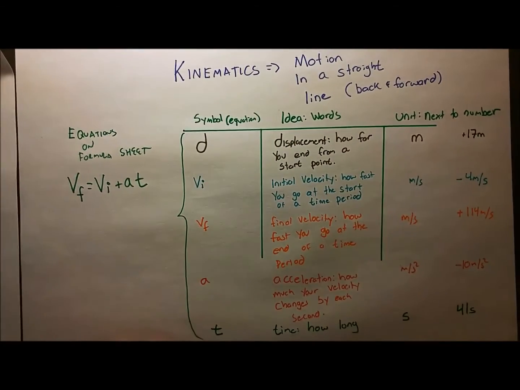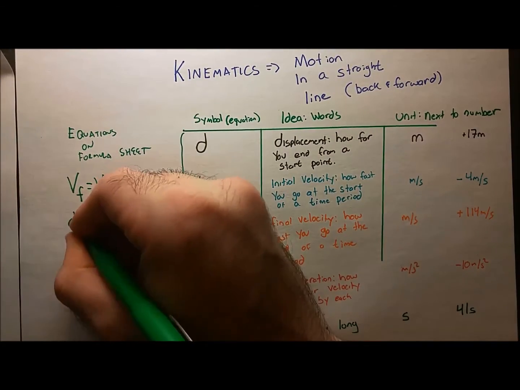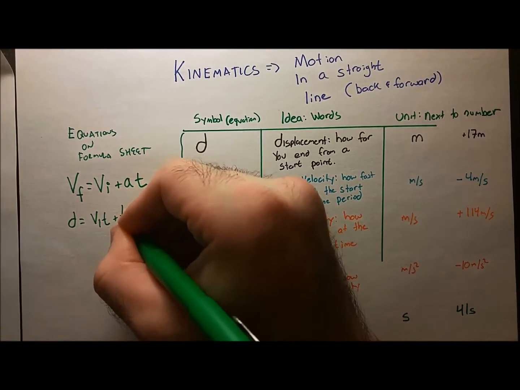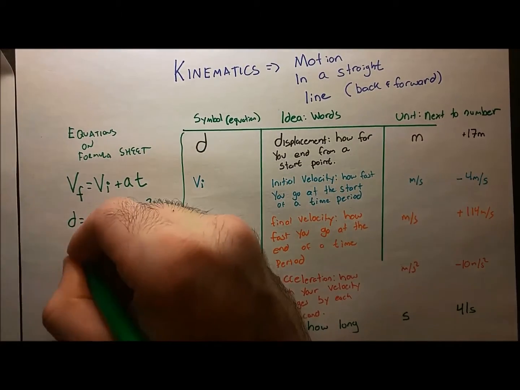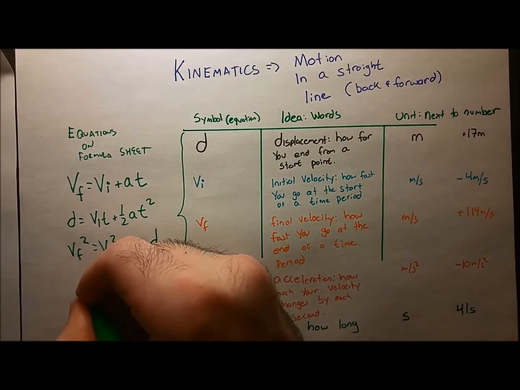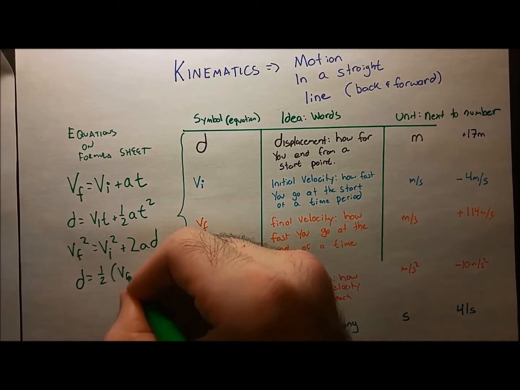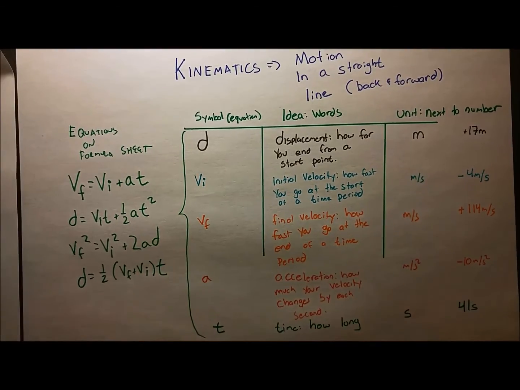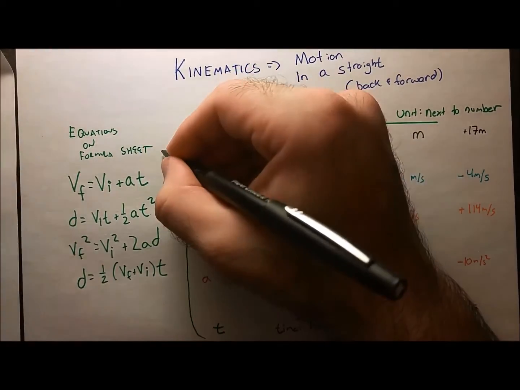So let me write them in. The first one, VF equals VI plus AT. The second one, D equals VIT plus 1/2 AT squared. The third one, VF squared equals VI squared plus 2AD. And the fourth one, D equals 1/2 VF plus VI times time. So these all apply to all the situations.